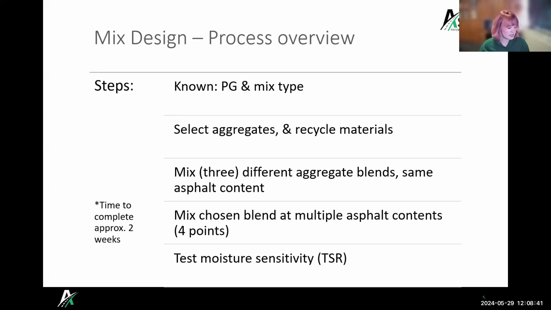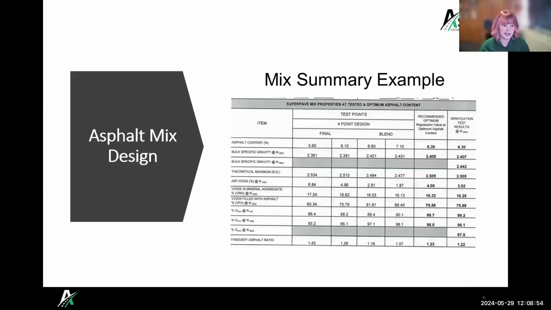Good deal. So I think we've talked a little bit about what products are in the mix design and the process a little bit. So what's next here? I have a mix summary example. When we're going through the mix design process and we've come up with our aggregate blend, now we're trying to choose that optimum asphalt content, and that's what this slide is showing. You can see we mix it at 4 different asphalt contents.